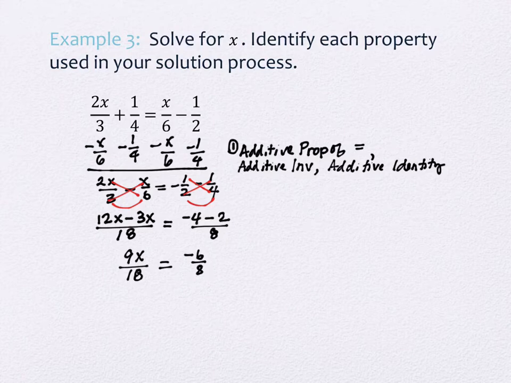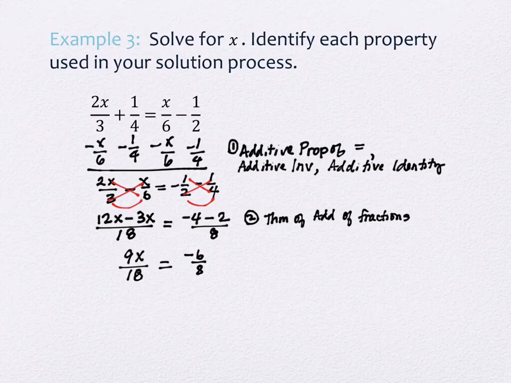Okay, so what's going on here? Well, the first one that I accomplished just a moment ago, step number 2, was the theorem of addition of fractions from 6-2. And all that's happening here in step 3 is just simplification, right? We're combining like terms.